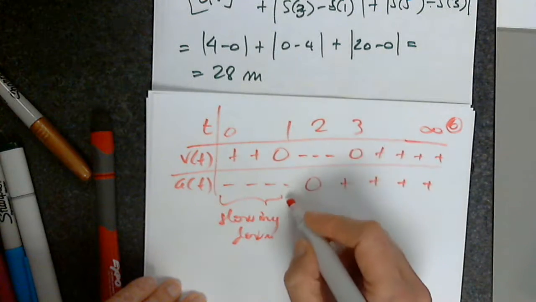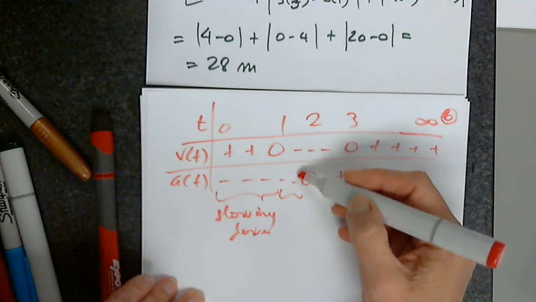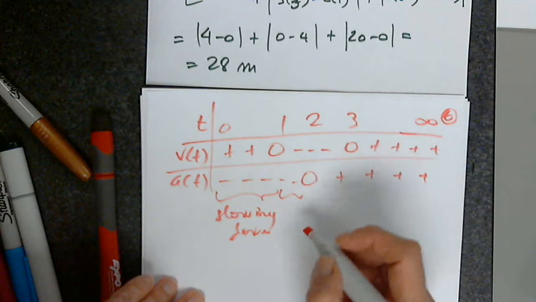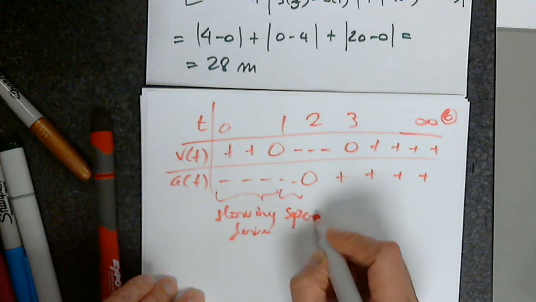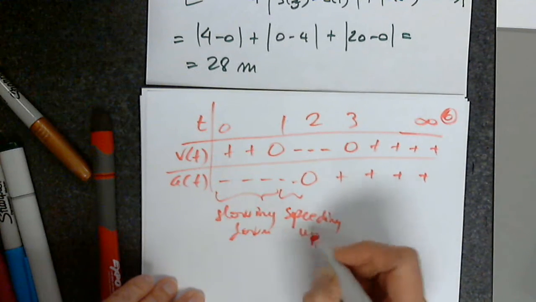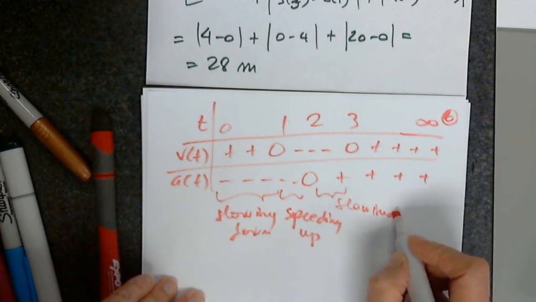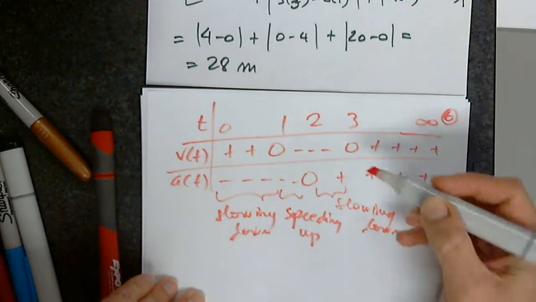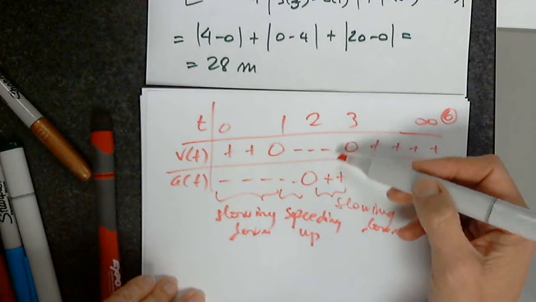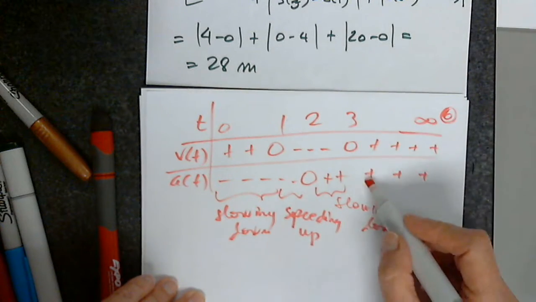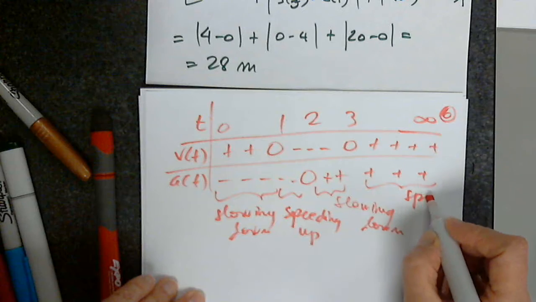Between 1 and 2, they're speeding up because both vectors are going in the same direction. Speeding up. Here again, they are slowing down. The particle is slowing down because the velocity and the acceleration are working against each other. And from that point on, it's speeding up.